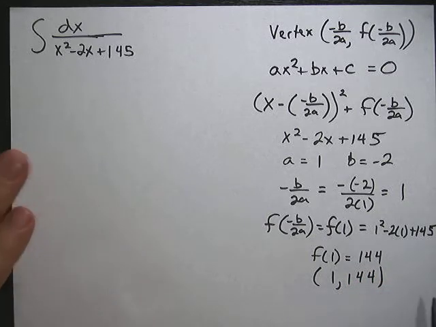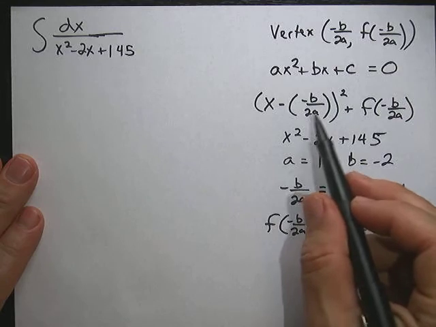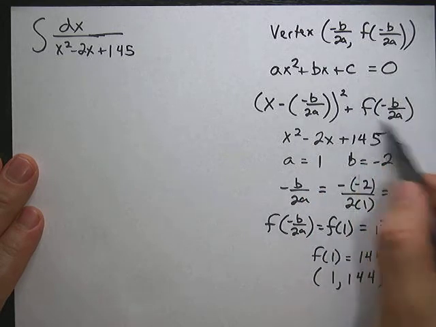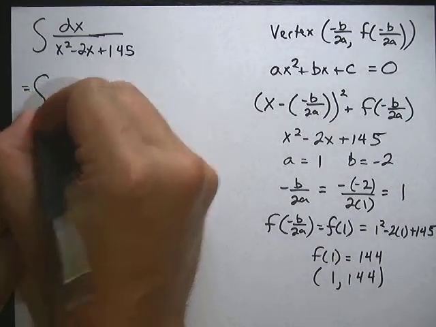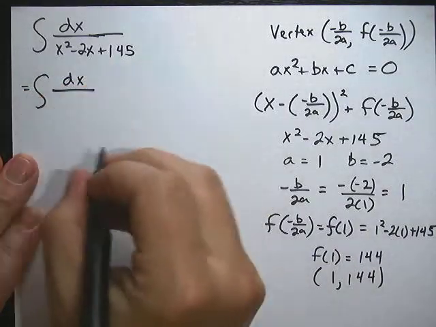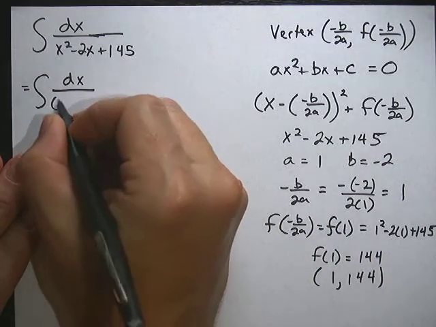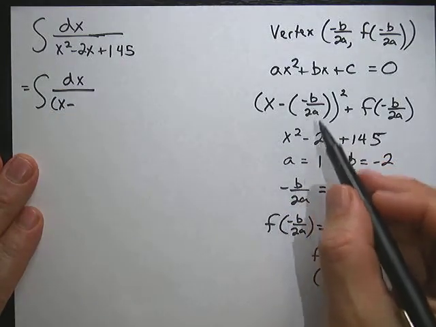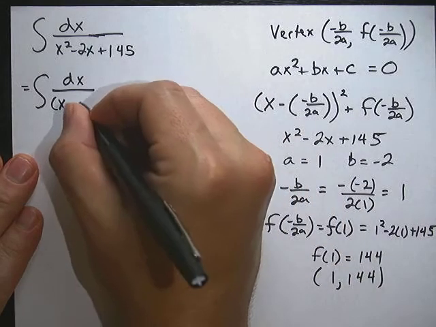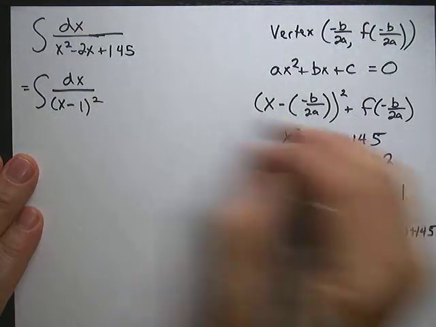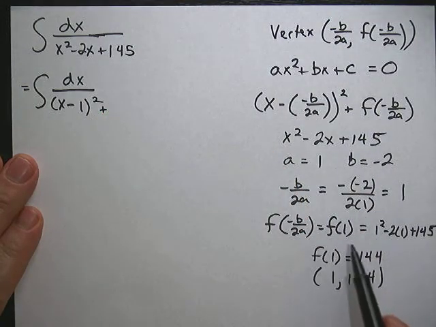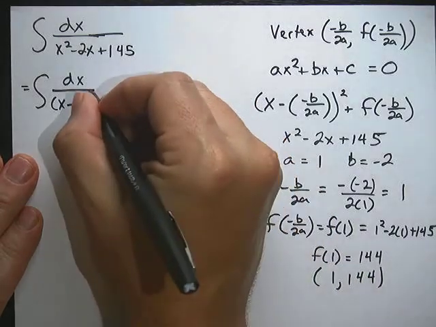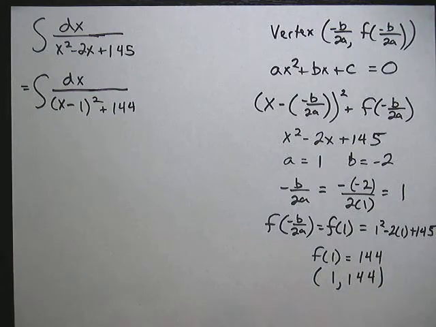Now, using our vertex, we'll plug in the 1 and the 144. I'm going to rewrite this integral as dx over x minus, what's negative b over 2a? Well, it's 1. So x minus 1 squared, plus f of negative b over 2a, which was 144, plus 144. That's the quick way of completing the square.